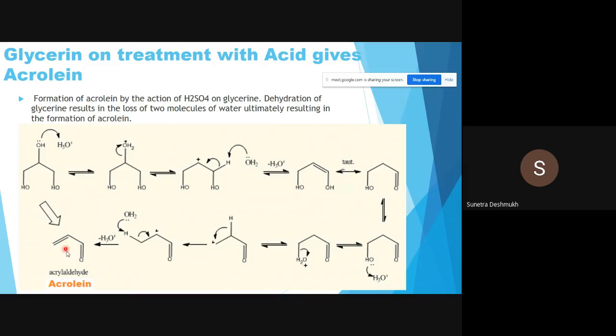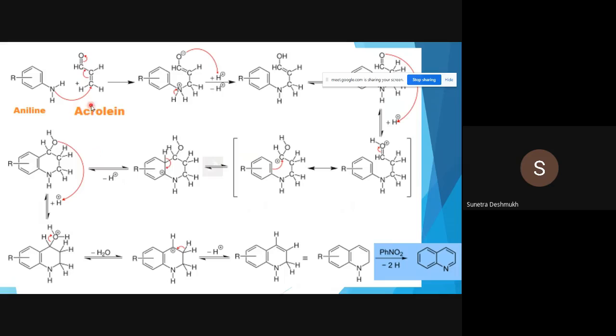Going to utilize this acrolein to react with the aniline. Okay, so here I have taken acrolein, an alpha beta unsaturated carbonyl, alpha beta unsaturated aldehyde, and we have to react it with the aniline. Now the lone pair present on the nitrogen atom, this is 1,4 addition again.